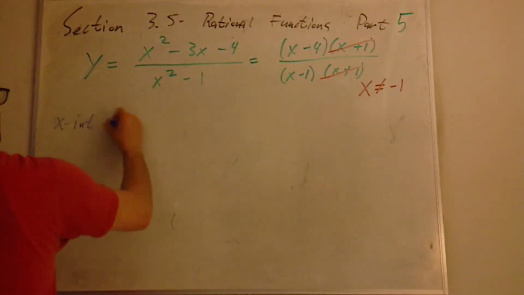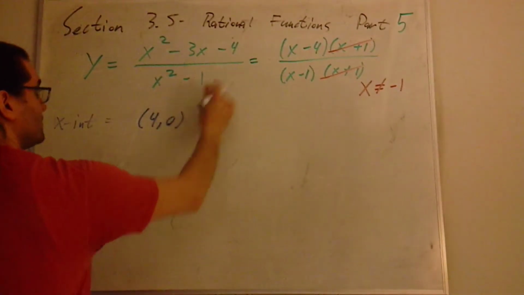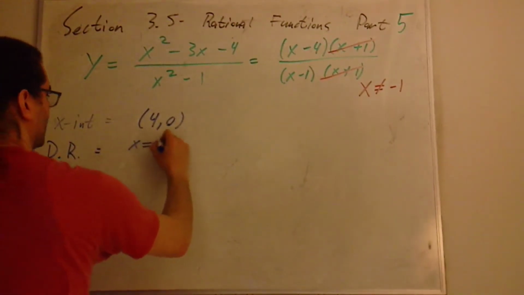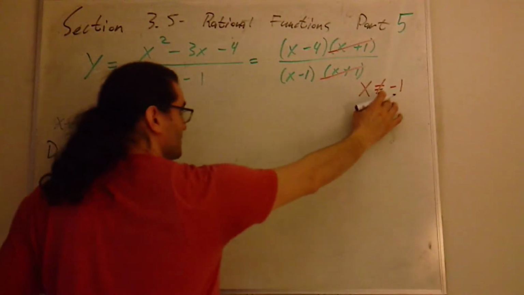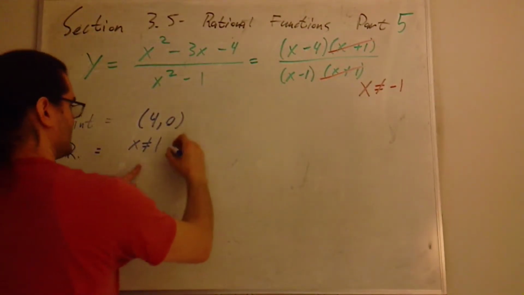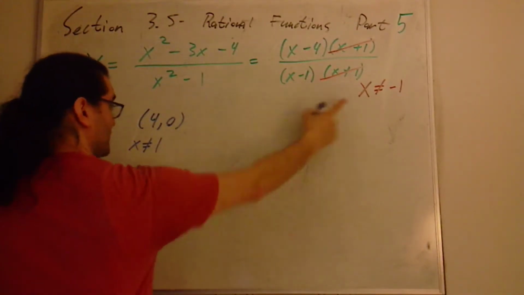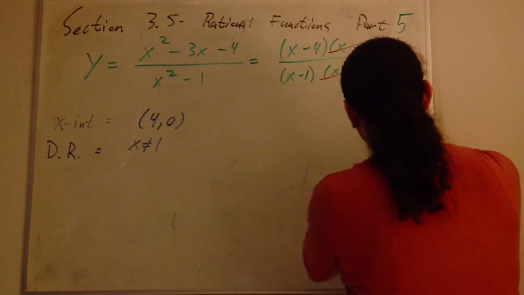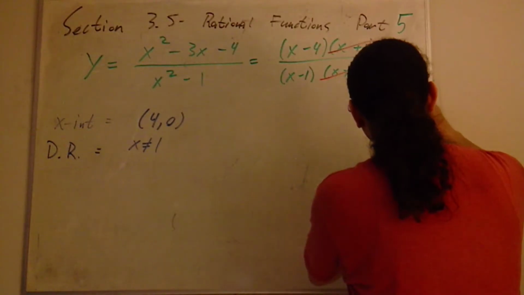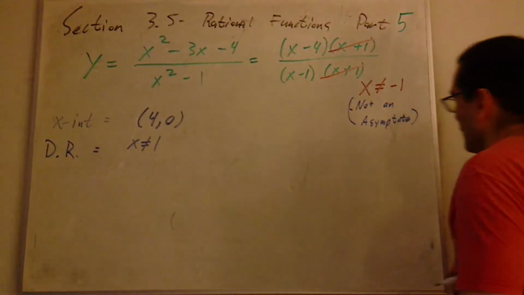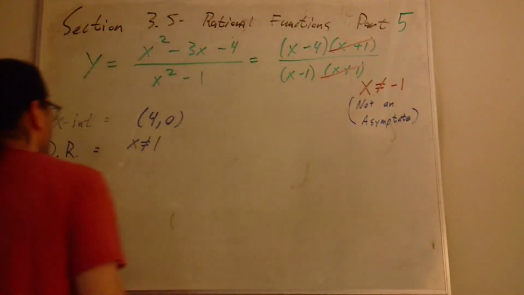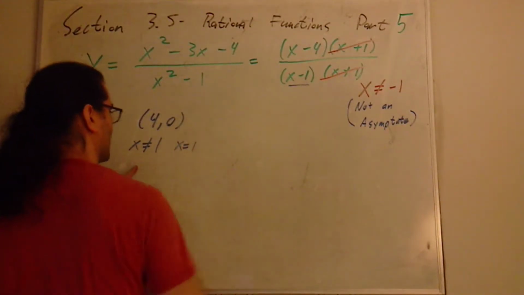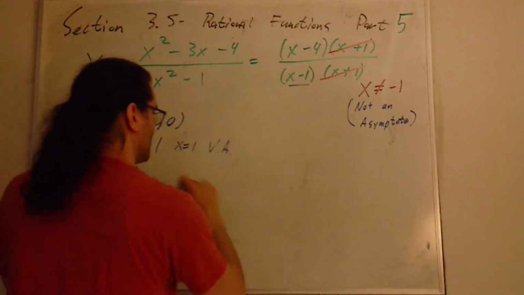The x-intercept should be 4, 0. That's just what's on top. The domain restriction should be that x can't equal 1. I'm keeping the negative 1 restriction in mind, I'm just not including it here, because this one is going to give me a vertical asymptote. That one won't. It is not an asymptote. It's something else that I will talk about more in a bit. So, x cannot equal positive 1 from this. This is my vertical asymptote. x equals 1 is my vertical asymptote.